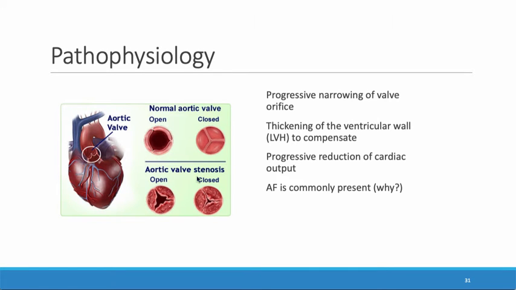And you can see this normal valve looks like this, right? When it's closed, it has 3 cusps. When it opens, it gives a nice wide open orifice through which all the blood flows. But if you have bicuspid aortic valve, two of these are closed, are fused together. So essentially you only have this opening here that allows blood to pass through. The rest of this is all closed.